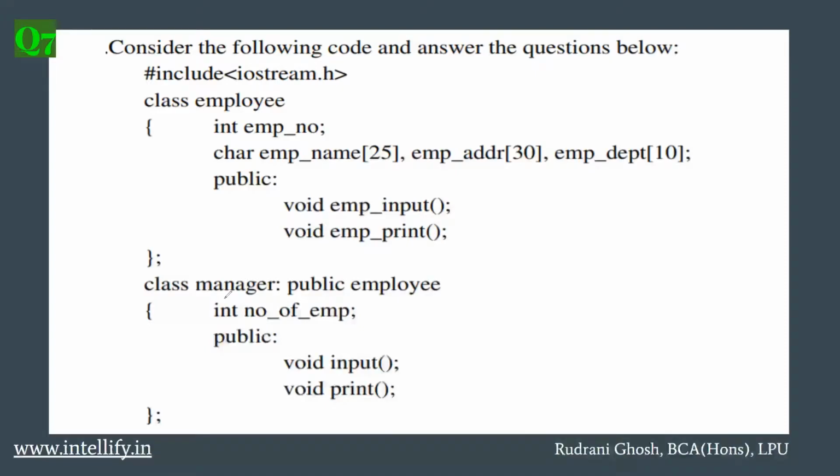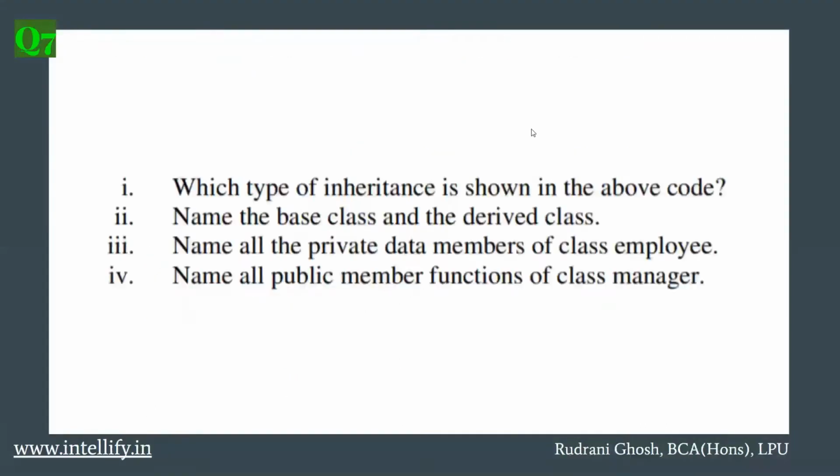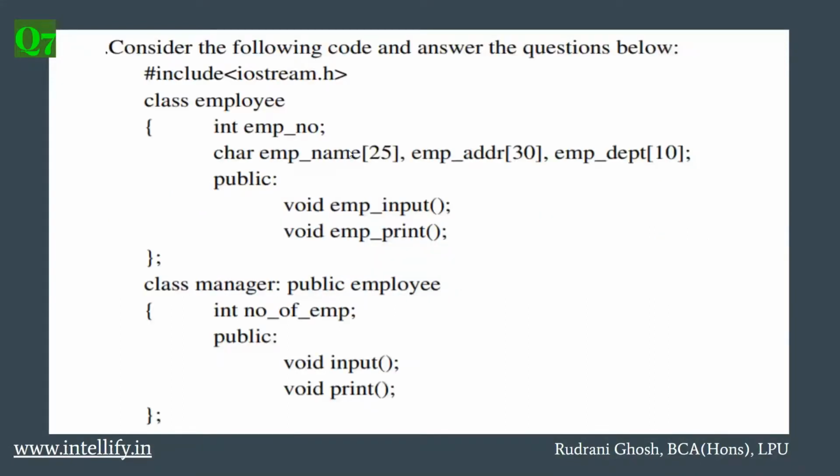We have another class manager, which is being derived from employee class using the public access specifier. It has private data member, number of employee, and public member functions, input and print. So let's come to the questions first. The question says, which type of inheritance is shown in the above code? This is the program. So which kind of inheritance is shown here?